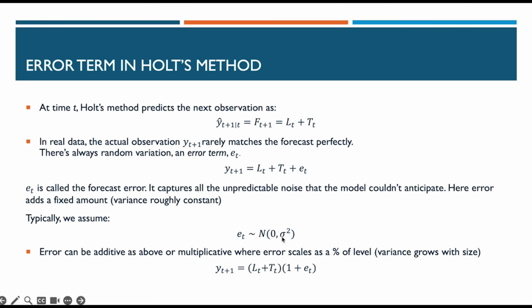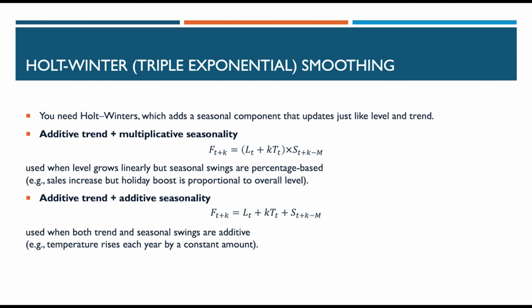But anyway, the whole idea is that we have to know that the error can be either additive or multiplicative, the same as the trend and seasonality. Then the question is, what if you have seasonality? If you have seasonality, it comes to Holt-Winters, another technique, Holt-Winters smoothing. Now, if we have a seasonal component, then we can use Holt-Winters.